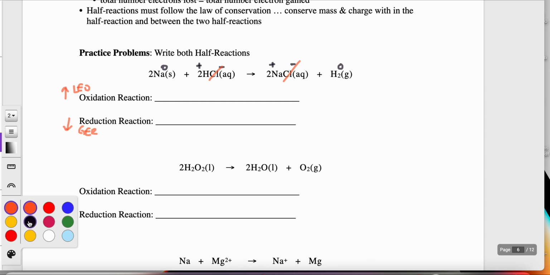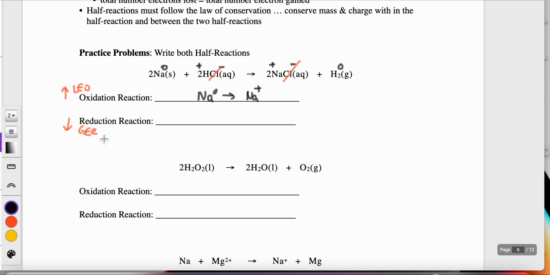So here we go. Let's just kind of start where we did on the previous page. Na starts off with an oxidation state of 0 and it ends with a +1. So Na's oxidation state went up the ladder. So I know that the Na's are participating in the oxidation process.